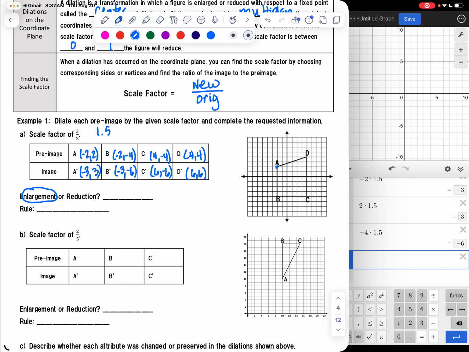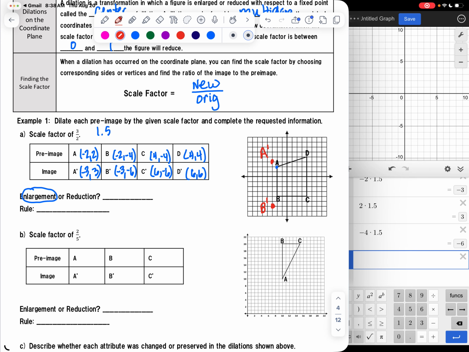Now, what they want us to do is draw the image after multiplying it by a scale factor of 1.5. So I'm going to get a different color here so you can see this. So A prime would be negative 3, positive 3. So I'll label that A prime. Point B would be left 3, down 6. So here's B prime.